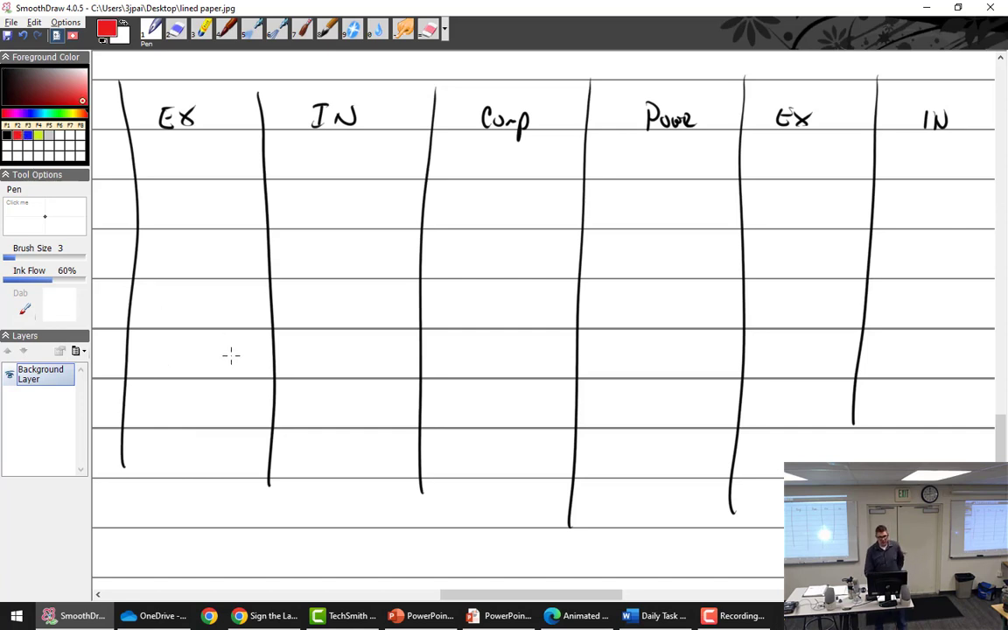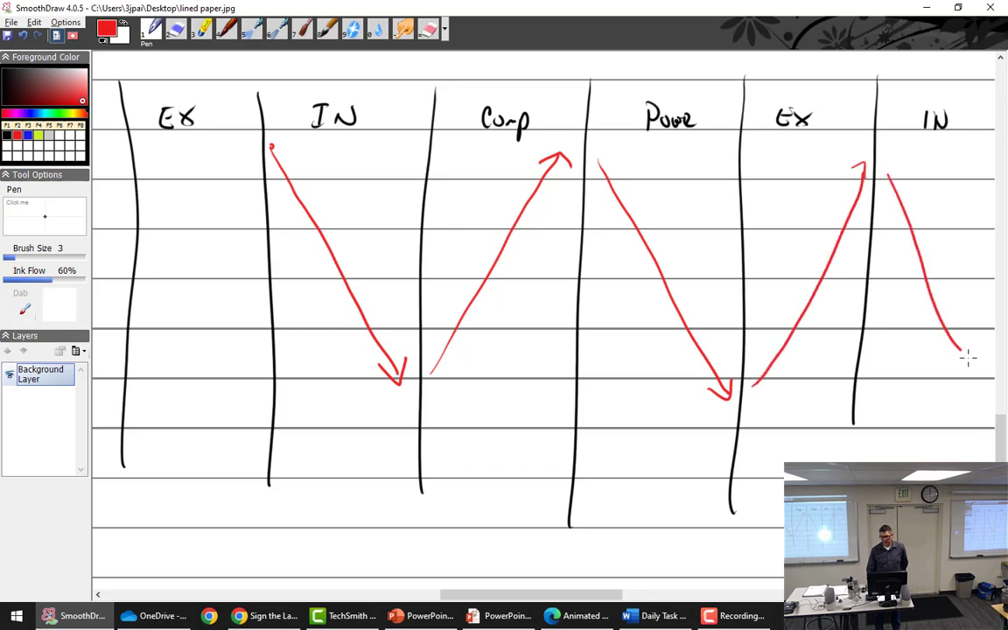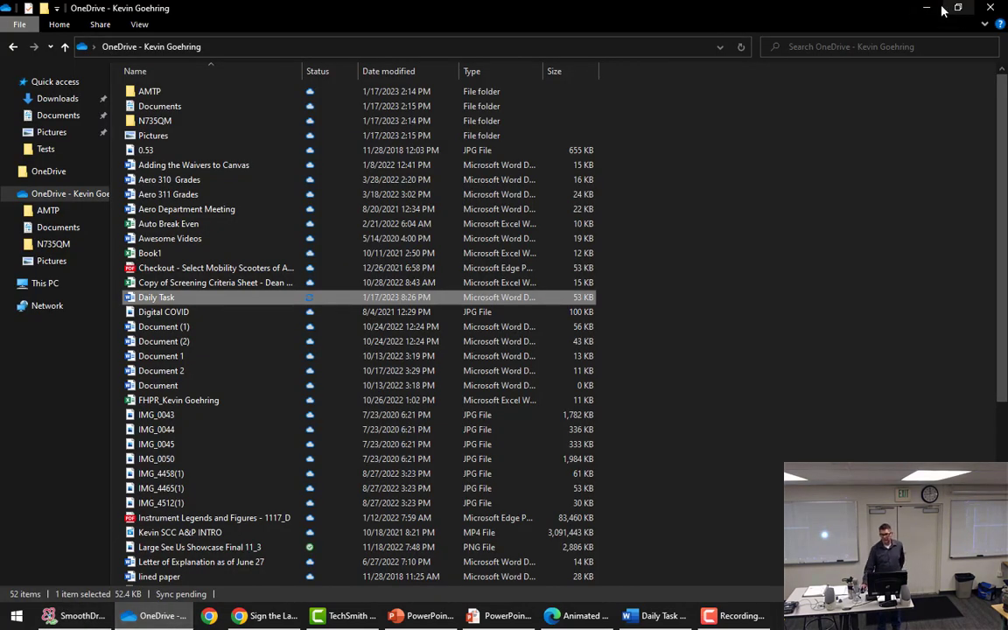For the intake stroke, which way is the piston going? Down. Okay, so it goes down. Compression stroke goes up. Power down. Exhaust up. Intake down. That means this one's got to go down. All right, so we see what's happening here.